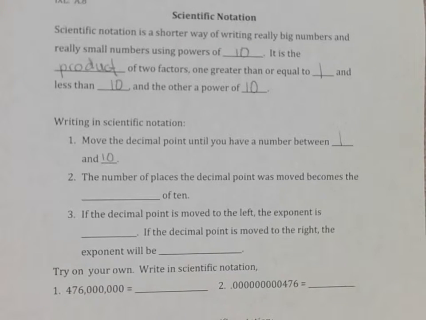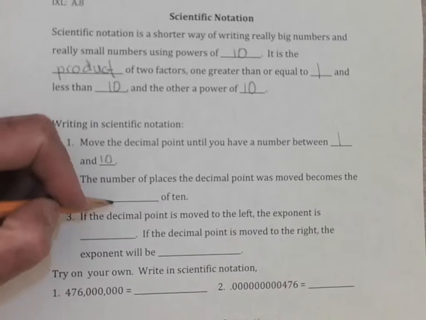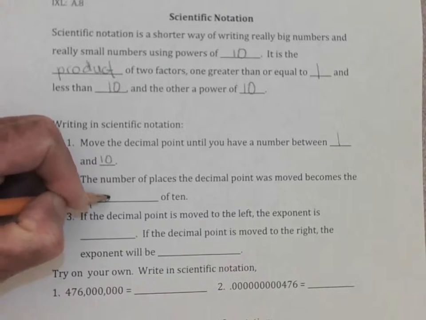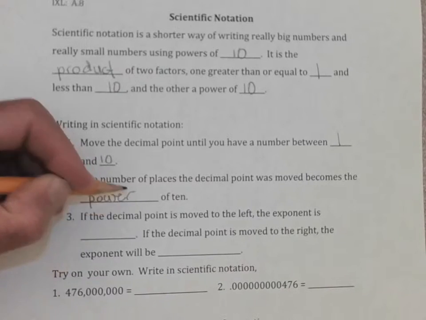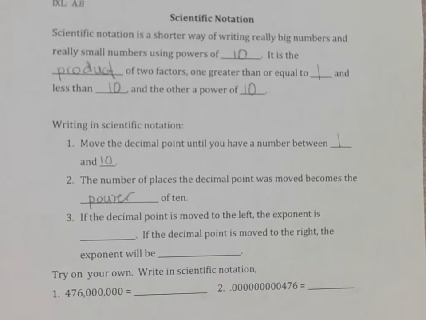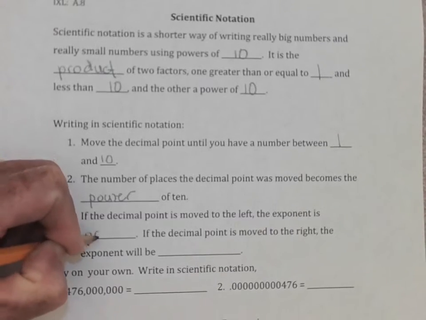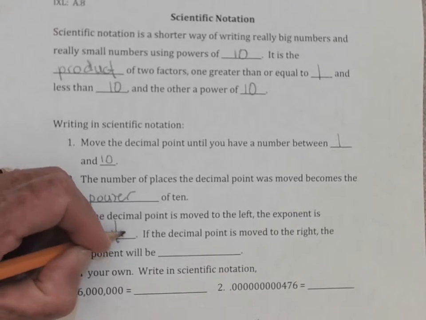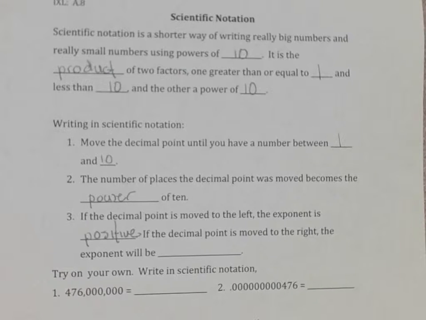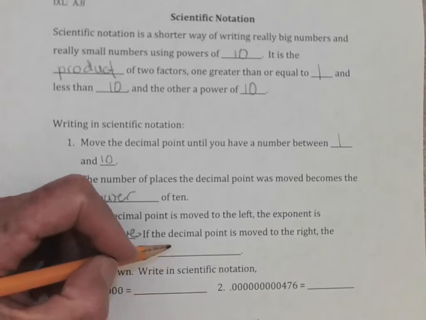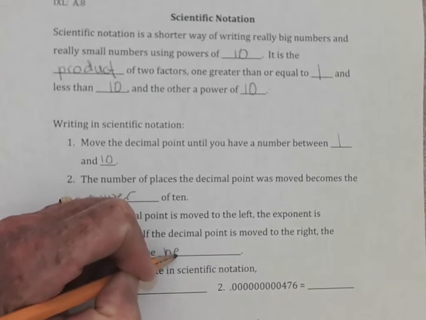The number of places a decimal point has moved becomes the power of 10, because you know every time you multiply or divide by 10, you move your decimal point one place. If the decimal point is moved to the left, that means you had a big number and you're moving it to the left, the exponent is going to be positive. If the decimal point is getting moved to the right, that means you have a really small number with a lot of zeros in front. Your exponent will be negative.